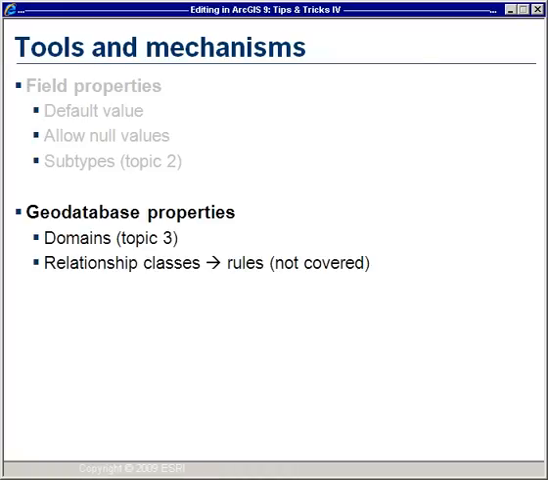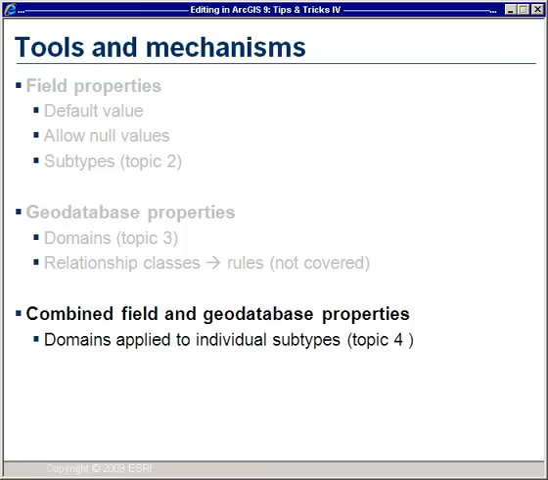Geodatabase properties, on the other hand, involve the ability for you to create and assign domains. In other words, restrictions, if you like, to what values can be placed in a field. You may also use relationship classes and relationship rules in the geodatabase as another mechanism, and we won't be covering those during this presentation, though. And then lastly, you may want to combine some of these field and geodatabase properties together. For example, you may want to set subtypes and default values, or you may want to combine a subtype with some domain restrictions for other fields. And so we'll cover that in topic 4.